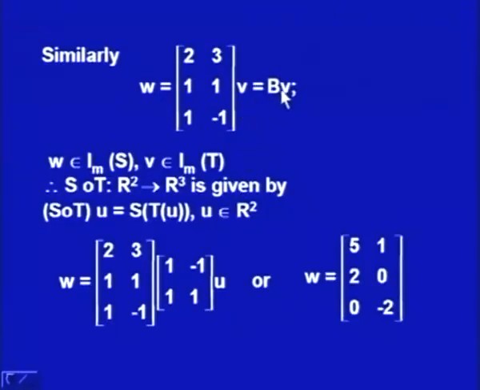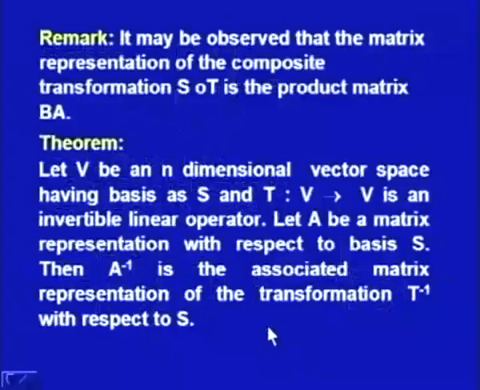So, I simply substitute the matrices. W is equal to the matrix (2, 3), (1, 1), (1, minus 1) times the matrix (1, minus 1), (1, 1) times u. If we multiply these two matrices, we get W as the product of two matrices: 5, 1, 2, 0, 0, minus 2. So, that is how we can say that the matrix representation of the composite transformation S composite T is the product matrix BA.